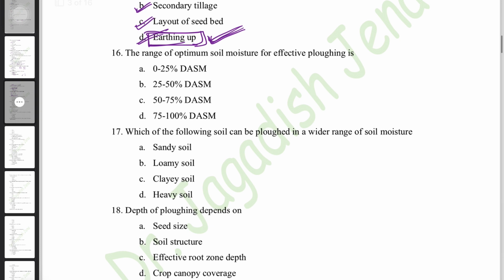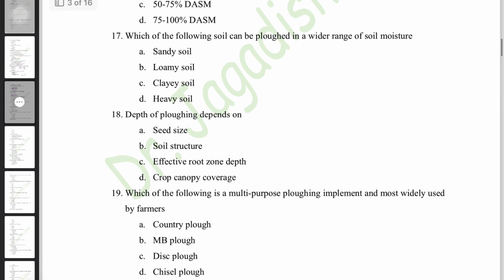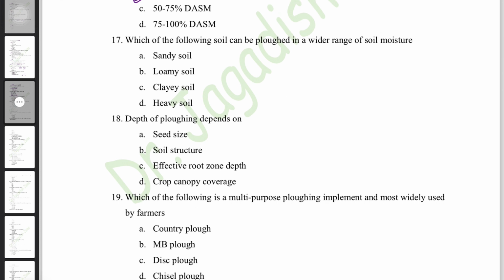Next question, the range of optimum soil moisture for effective plowing. That is 25 to 50% depletion of available soil moisture. Okay. Next question, which of the following soils can be plowed in a wider range of soil moisture? That is sandy soil. Okay.